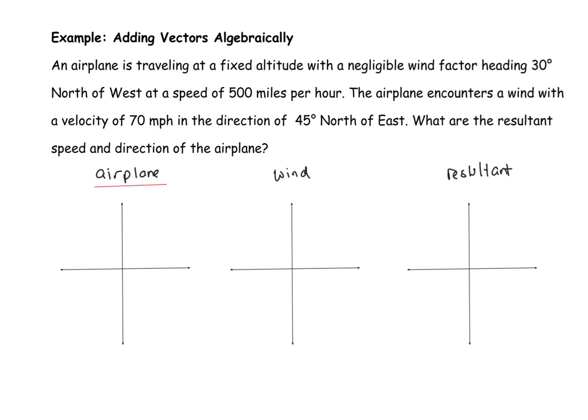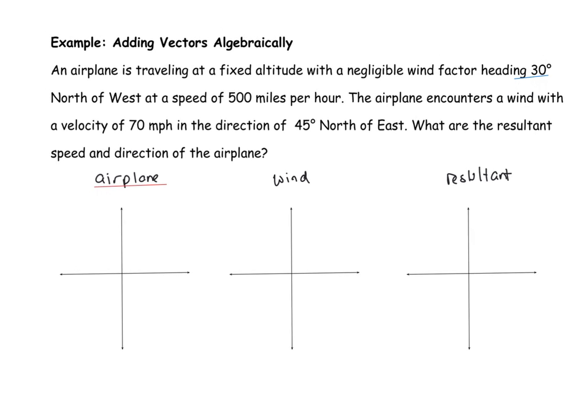So we're going to start at true north. We'll say north of west. That's going to be much better if we actually do the right bearing. So we're going to say north of west. That puts us there. And now we get to use the 30 degrees that they gave us and 500 miles per hour.